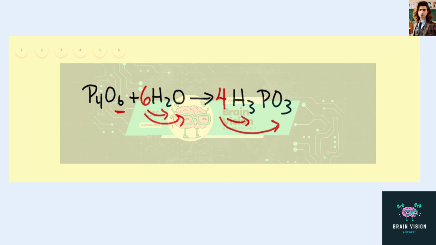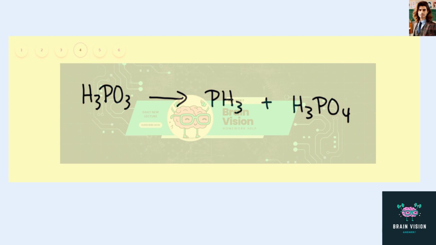The H3PO3 forms PH3 and H3PO4 when heated. To balance this reaction, we notice that phosphorus is in both products as well as hydrogen. So we will balance our oxygen first.